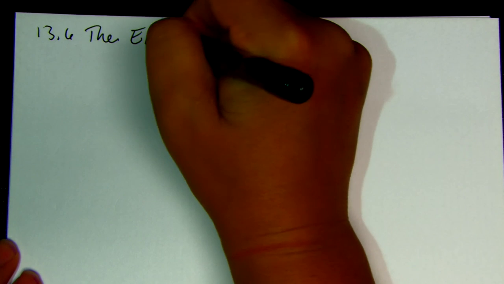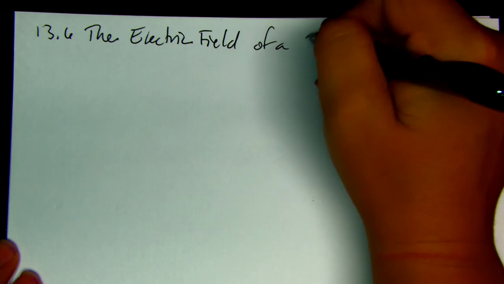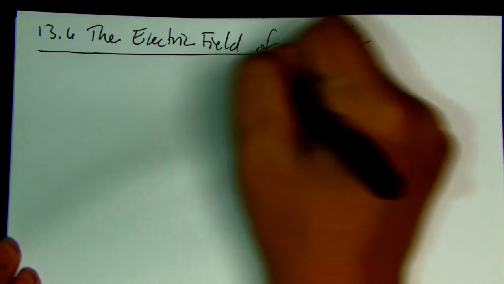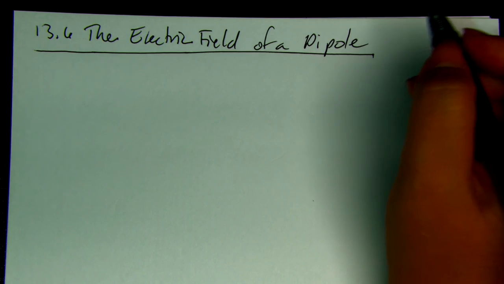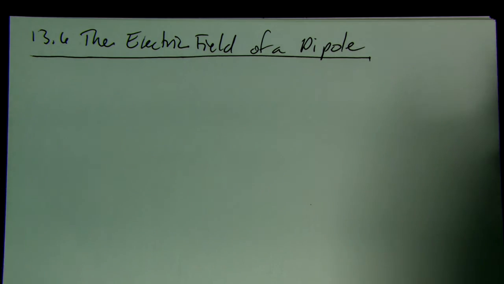All right, so let's pick up with section 13.6, the electric field of a dipole. And what we're going to be doing a lot of in this class is deriving equations so we can understand where they come from. Once you derive it and you have a simpler version, then you're allowed to use it, but you must first earn the right to use a simpler equation.